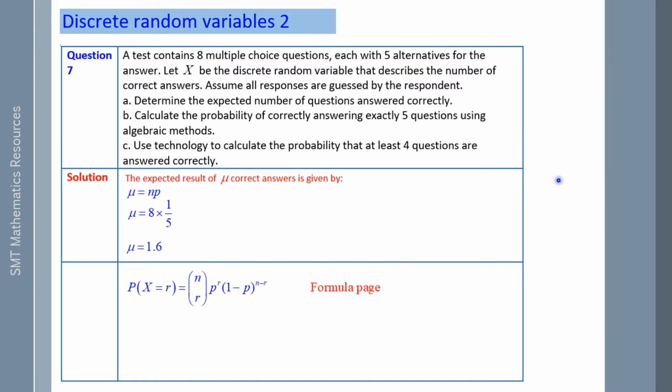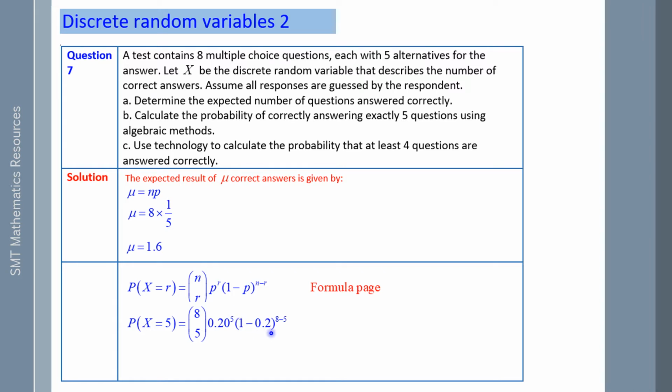Calculate the probability of correctly answering exactly 5 questions. We're going to apply the binomial formula. It's the probability of r successes out of n attempts: nCr times p to the r times 1 take p to the n take r. The first one is a combination, so 8C5 is on a calculator. Our p is a 20% chance, and we want 5 questions correct.